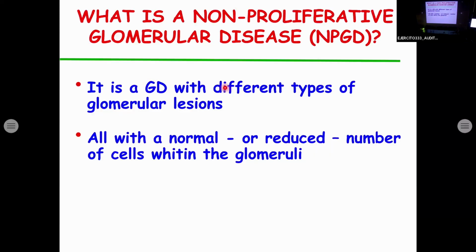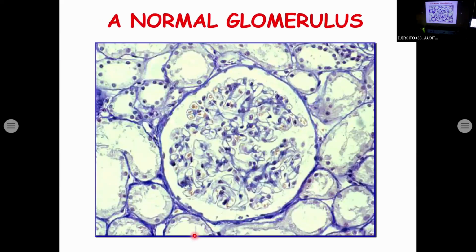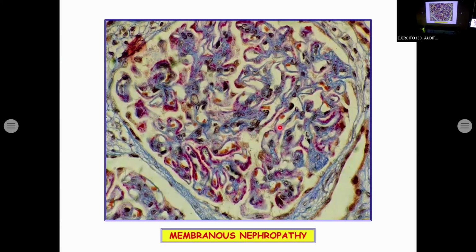Then we have non-proliferative glomerular diseases. These are glomerular diseases with different types of glomerular lesions, but all with normal or reduced numbers of cells within the glomeruli. I give you again few examples. Normal glomerulus, and here we have a typical case of membranous nephropathy. The number of cells of the glomeruli is normal. The typical lesion is a thickening of the glomerular capillary walls due to the deposition of immunocomplexes and complement.